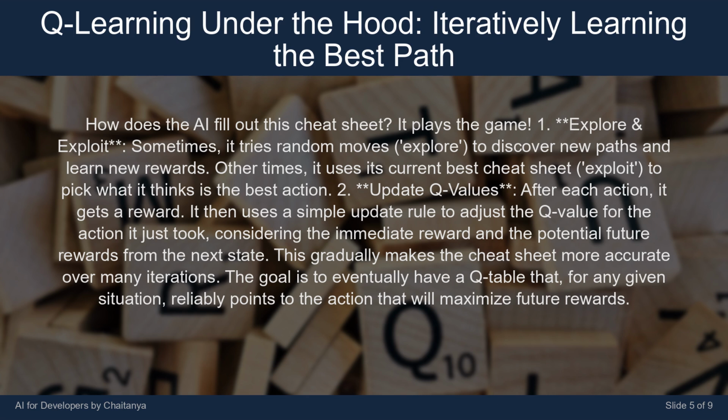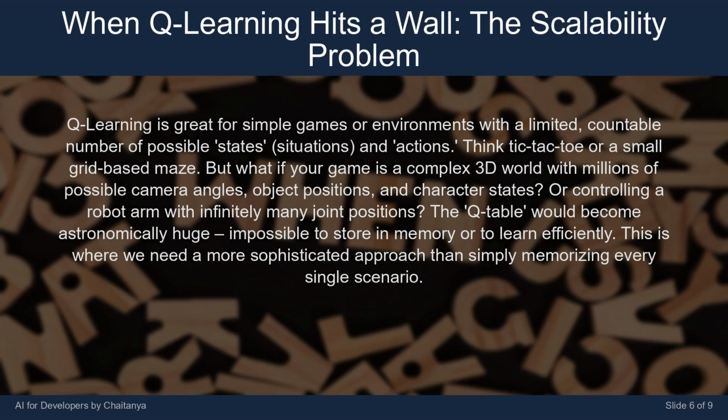2. Update Q values. After each action, it gets a reward. It then uses a simple update rule to adjust the Q value for the action it just took, considering the immediate reward and the potential future rewards from the next state. This gradually makes the cheat sheet more accurate over many iterations. The goal is to eventually have a Q table that, for any given situation, reliably points to the action that will maximize future rewards.